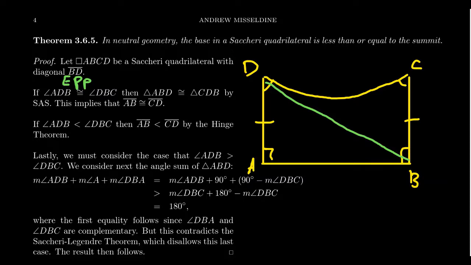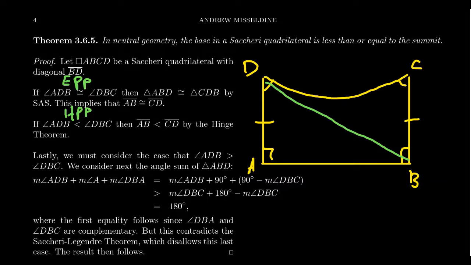This is the right angle hypothesis. Okay, not a problem. Another possibility is: what if angle ABD, this one right here, was less than angle DBC right here? Well, when we look at these two triangles, they do have congruent sides: the diagonal is congruent to itself, and the legs are congruent by assumption. In this situation, the hinge theorem applies, which tells us that the segment AB, the base, is less than the segment DC. And so that is also compatible with what we have written here: we have a less than in that situation. So if you're assuming that ADB is less than DBC, you're actually assuming the acute angle hypothesis. In this situation, you're going to get the hyperbolic parallel postulate.